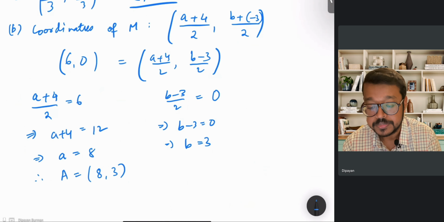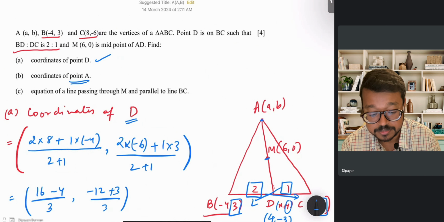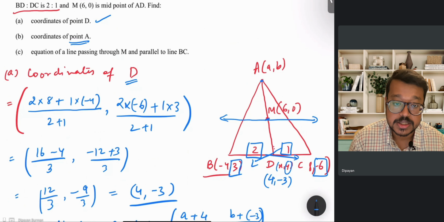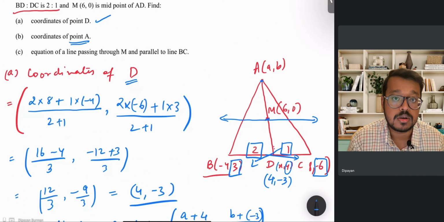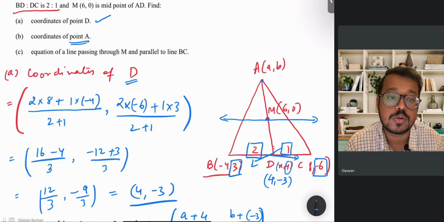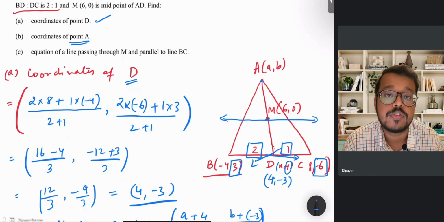Okay. Then finally, what is the equation of a line passing through M and parallel to the line BC? Point M is already given. I just need to find the equation of the line passing through M and parallel to BC. So one point M is already known, the line is passing through point M, we know the coordinates, and we also now need to know the slope of this line. Now this line is parallel to BC, so the slope of this line is exactly the same as the slope of line BC, and coordinates B and C are known, so from there I can find the slope of BC first.